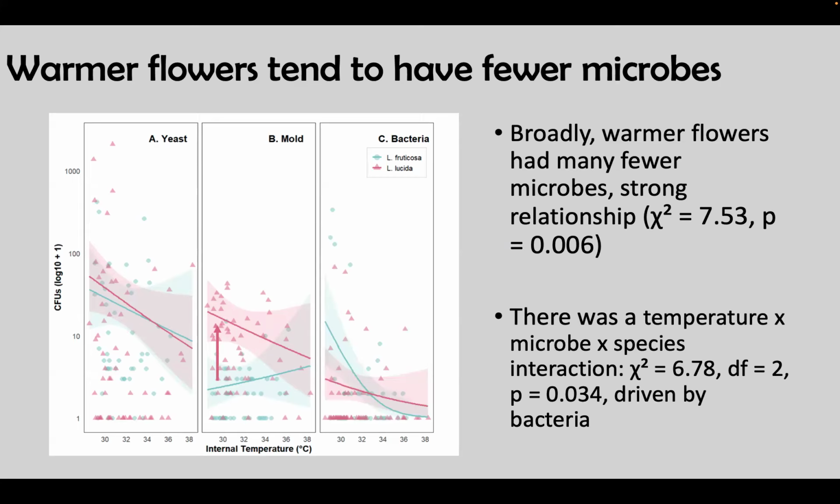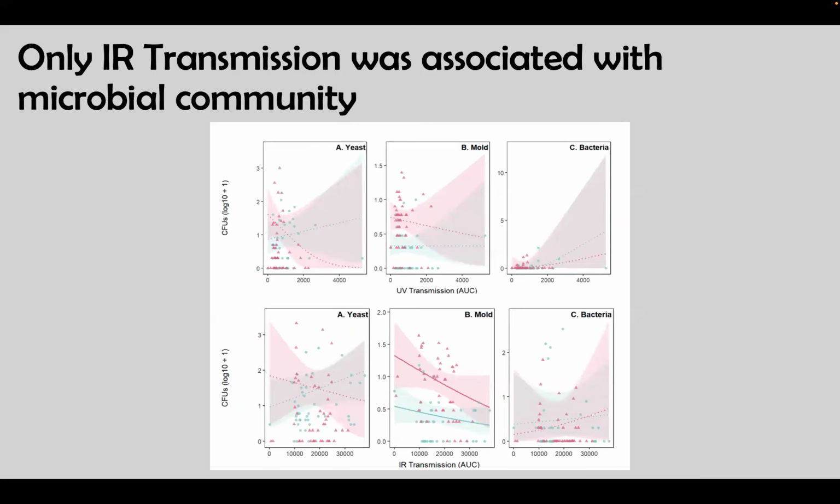And then in bacteria, there's a very clear species by temperature effect, where in the white flowers, there's this strong negative effect of temperature, and it's slightly less strong in lucida. So that's kind of cool. She was right, I was wrong. Oh, I didn't tell you I was wrong yet. I was wrong. I'll show you in a second.